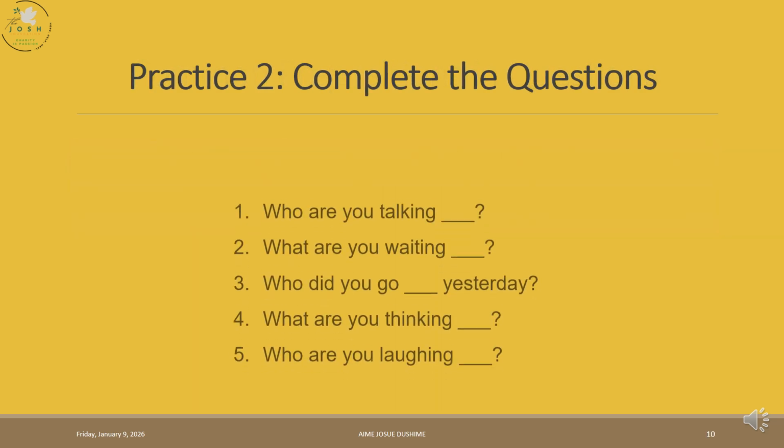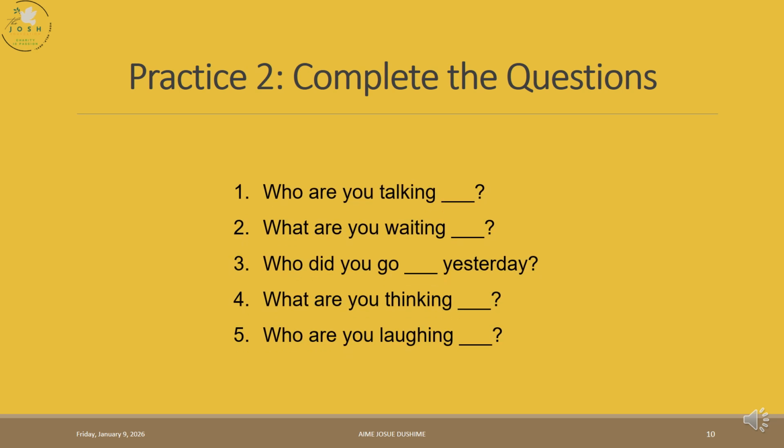Let's see practice number 2. Complete these questions. I'll just make a quick reading and then you will write the answers in the comments. Who are you talking dash dash? Fill in the preposition, since it's a prepositional question. What are you waiting dash dash? Who did you go dash dash yesterday? What are you thinking dash dash? Who are you laughing dash dash? Put in the answers and comment in the comment section so that I can know where you are struggling to find the right one.